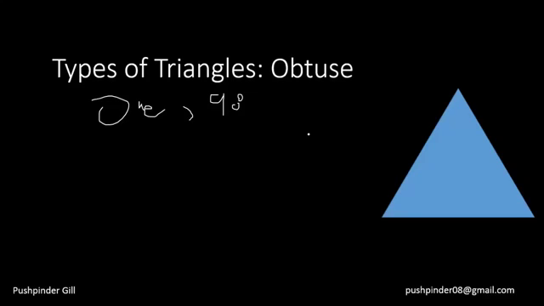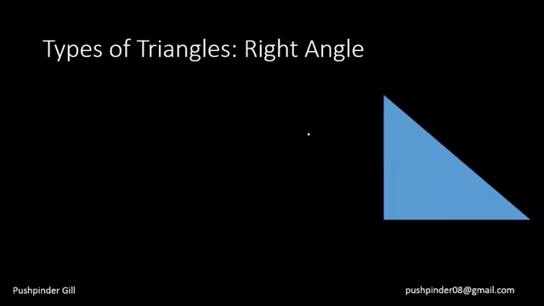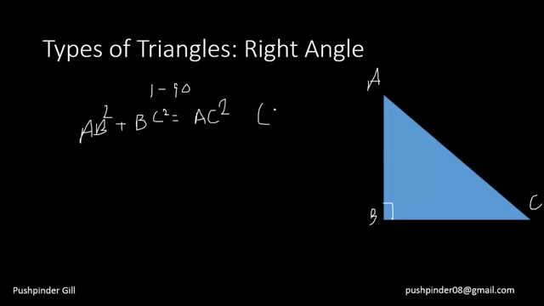Alright, and the third type of triangle is the right angle triangle, in which one angle is equal to 90 degrees. Now a very fascinating fact about the right angle triangle is that if I name the sides like this, then AB square plus BC square is equal to AC square. This is for a right angle triangle.